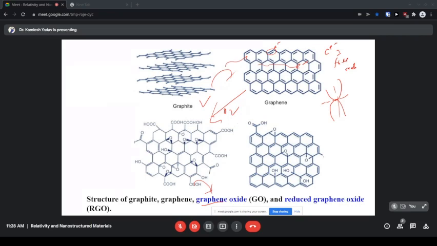Suppose we add oxygen, or suppose this is the graphene oxide and we add hydrogen, then at some places hydrogen will be added and at some places there is oxygen. Then this is known as reduced graphene oxide, and then there will be a change in the properties.